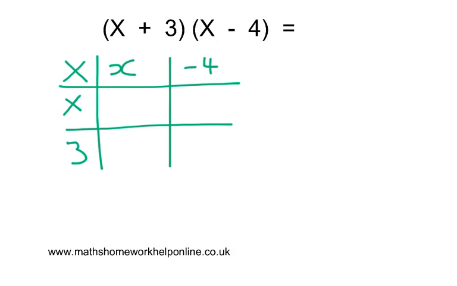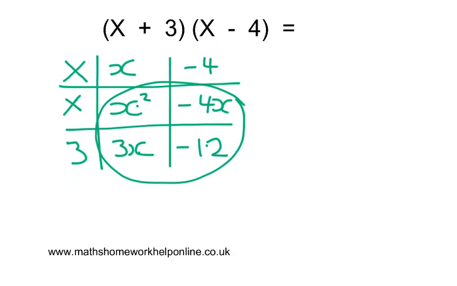And then in the box that has both terms together, where they both meet, we've got x times x, which we know is x squared. And then in this box here, we're going to do 3 times x. So 3 times x is 3x. It's where the boxes meet. In this box here, we've got x times minus 4, so that will be minus 4x. And then in the bottom box, where 3 and minus 4 meet, we will have 3 times minus 4, which is minus 12.